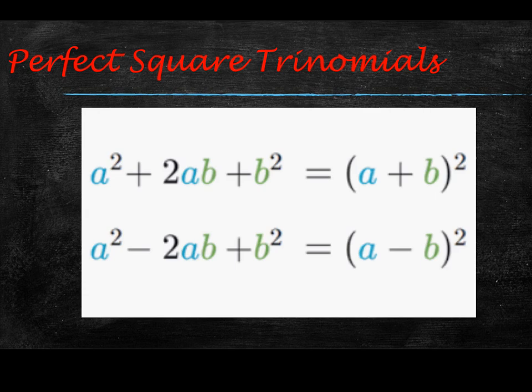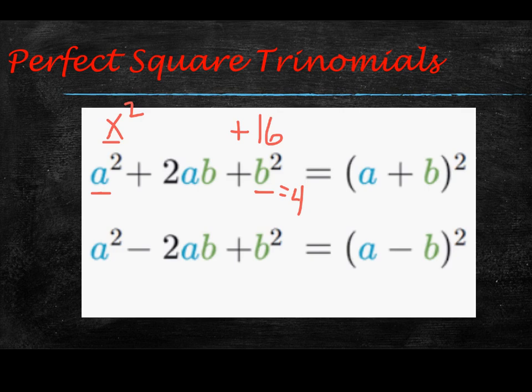Okay, so what does this mean? Well, let's say for my first term, I have x squared, okay? And then let's say for my last term, I have 16. Well then that means my a is x, and my b is whatever squared equals 16. So b in this case would be 4. Because 4 squared is equal to 16.